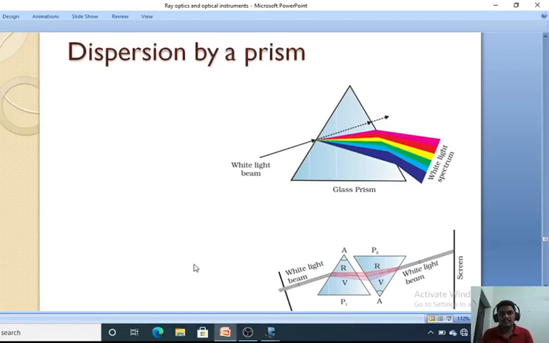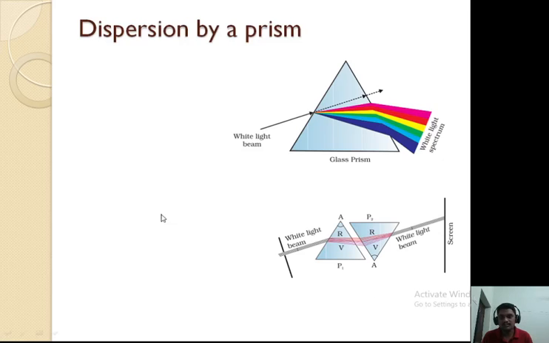So today we'll discuss dispersion by a prism. In the last class, we discussed refraction through a prism. In this class, we will discuss dispersion by a prism.